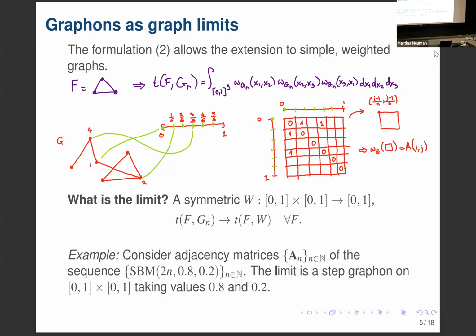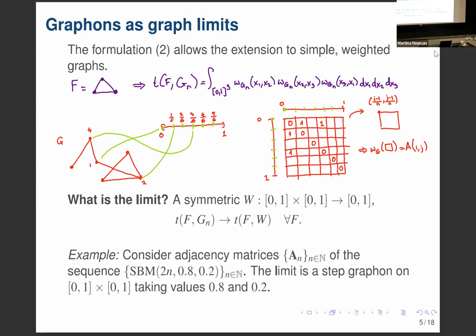Oh, sorry, I have to take a step back. Okay, let me just take a step back. So remember the way that I extend A to a function W_G, okay? It doesn't matter what kind of values A takes, right? You could have A to be 0, 1 or 0, 2, 1. So therefore, this theorem extends readily to the case of weighted graphs, okay? So this is the reason why I have the limit here taking values from 0 to 1. Okay.